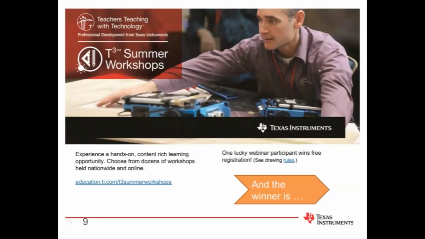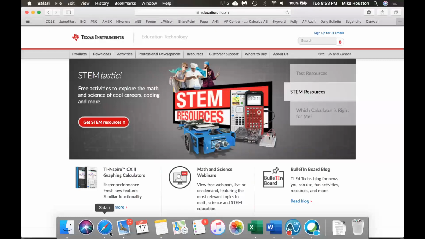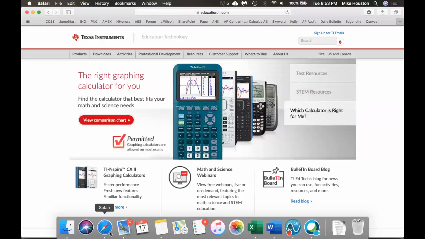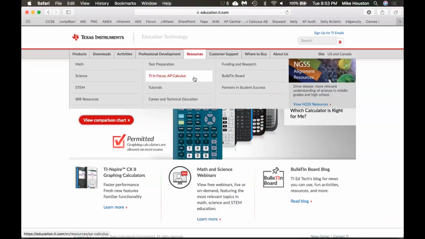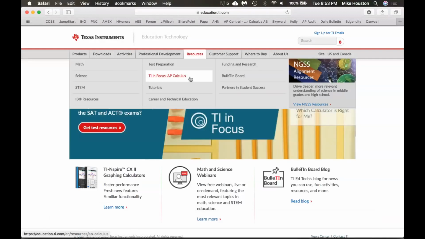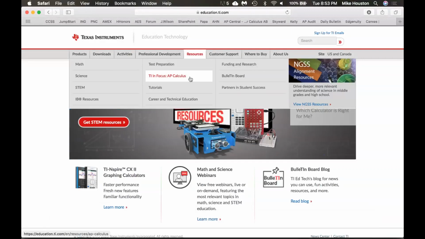Let me take a minute and share my screen. There's a couple of resources that I think we had a question about. And one of them was, again, where those extensions that Steve just did can be found on our website, education.ti.com. If you go into the Resources tab, you'll find the TI in Focus for AP Calculus. And again, that's where you can find those extensions that Steve was working through, along with a bunch of other really great resources to use in your classroom with your students.